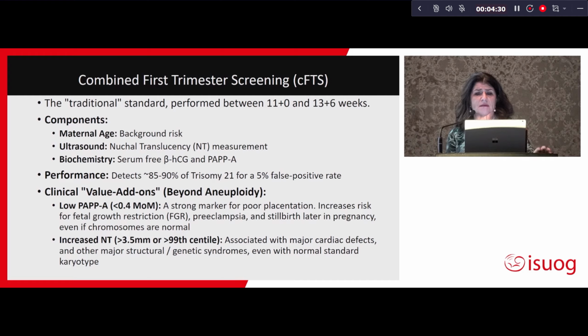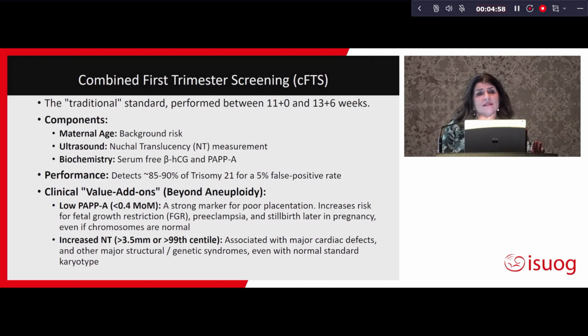It's a test done between 11 to 13 plus 6 weeks, takes maternal age, the NT measurement, and the biochemistry of serum free beta-hCG and PAPP-A into account. And it has an up to 90% detection rate for a 5% false positive rate. And it has clinical add-on value because doing the PAPP-A does also identify women at high risk of placental dysfunction if the PAPP-A is low.